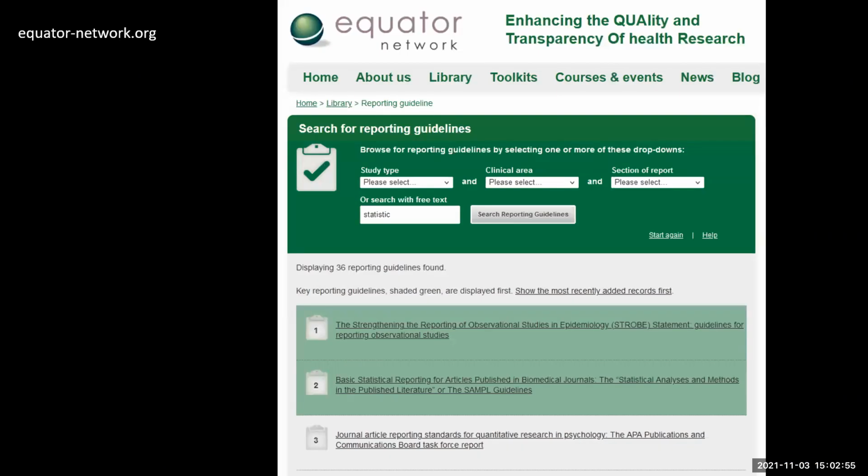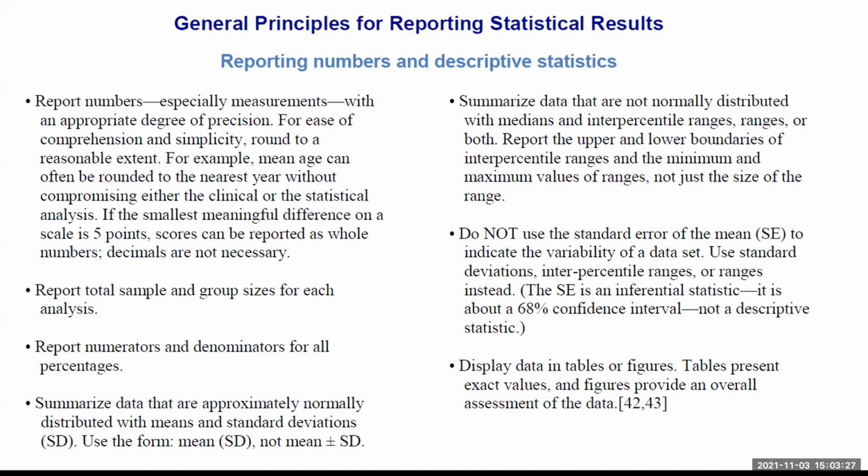One resource that I want to end up with is the Equator Network. This is a website that has a lot of guidelines for reporting. If you search for statistics, then you get these two important ones, and the second one is the SAMPL guidelines. These are basic statistical reporting guidelines for biomedical journals. And I'll show you two pages from this guideline. It is a very short guideline, but worth going over. This is the first page, and some of this we have already gone over.